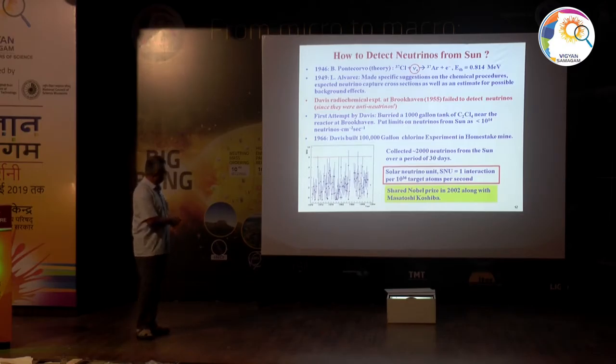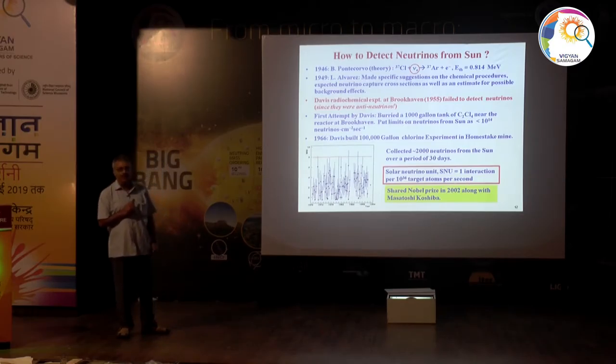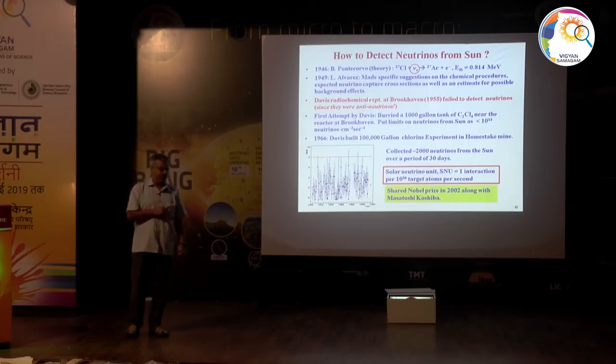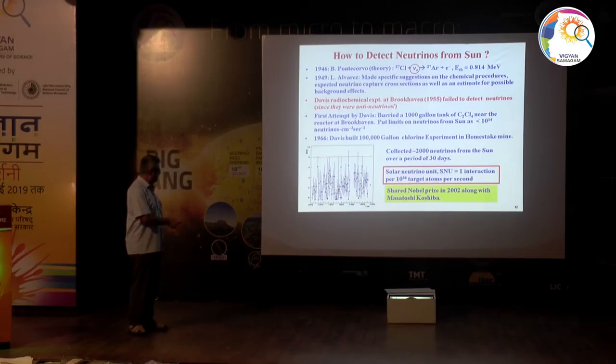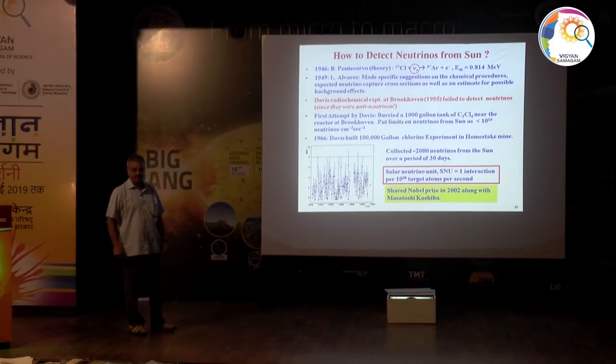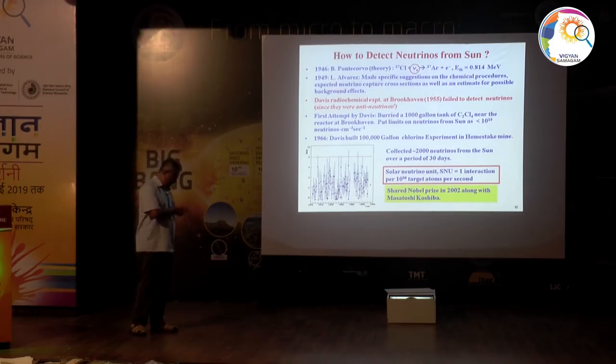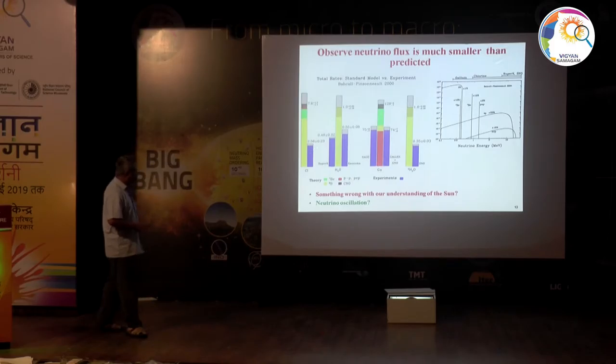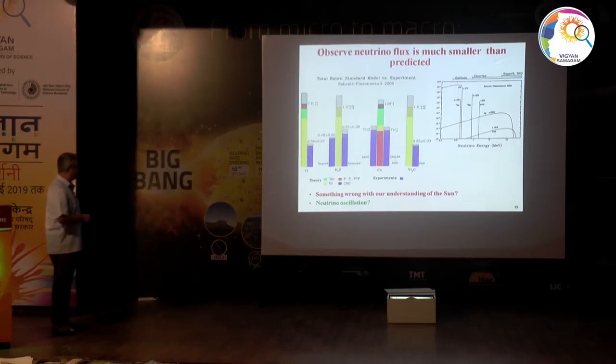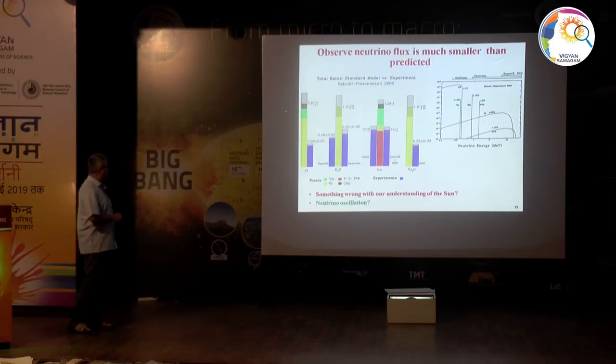But this theory, this calculation, they said that I did not make any mistake in our calculations. So this is right, and Davis says that my observation is also right. And then in parallel, not only him, many other experiments also came. This is the chlorine experiment, which is Davis's. There are many other experiments also.